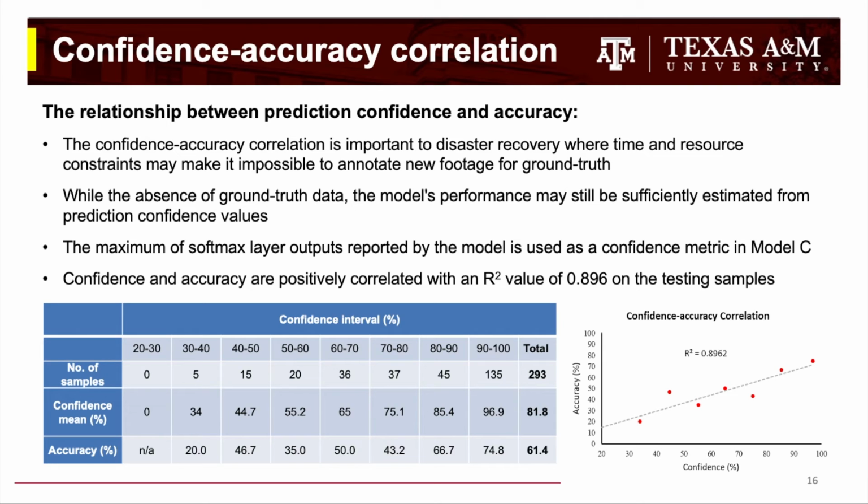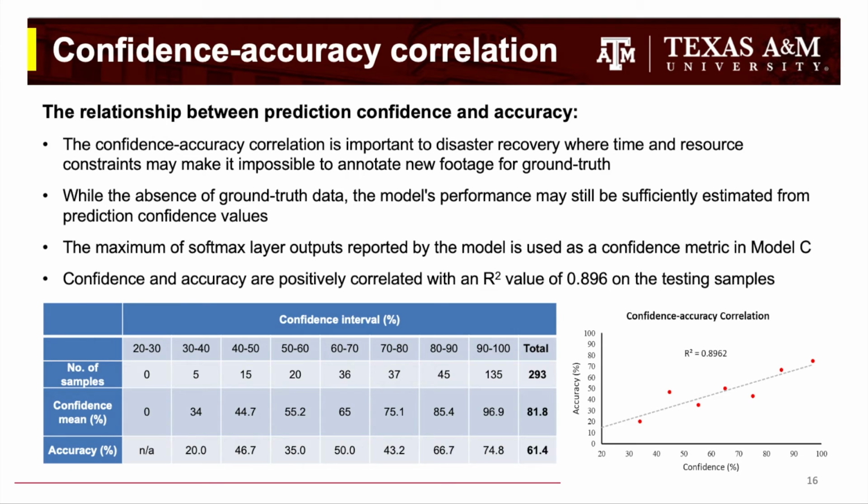We also explore the correlation between the accuracy and the confidence output by the AI model. This correlation is important to disaster recovery because creating new ground truth data for model training and testing is not possible due to the limited time and resources. And without the ground truth data, we can also use this correlation to estimate model performance from the confidence values.